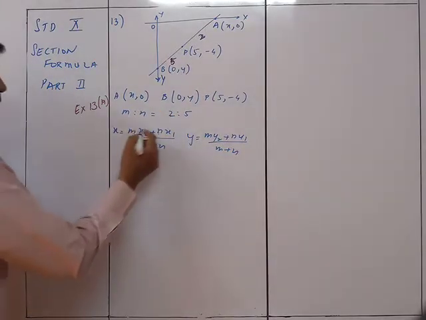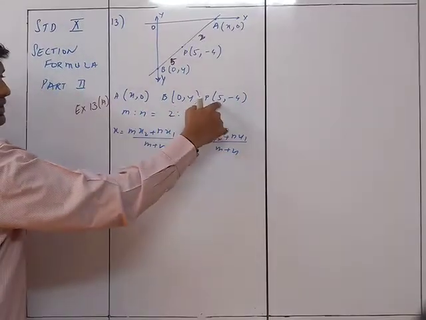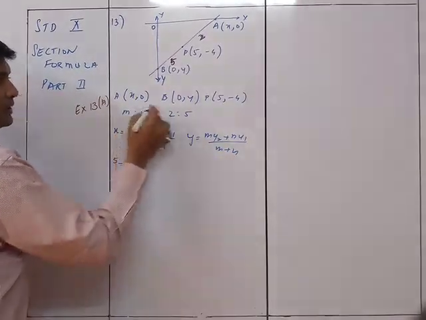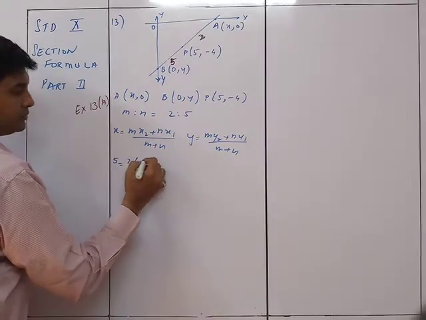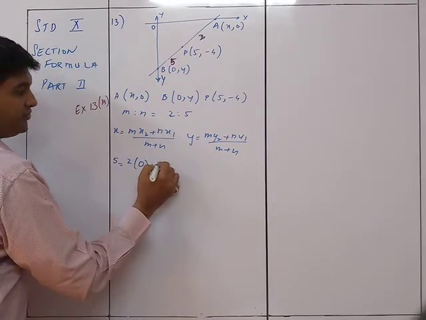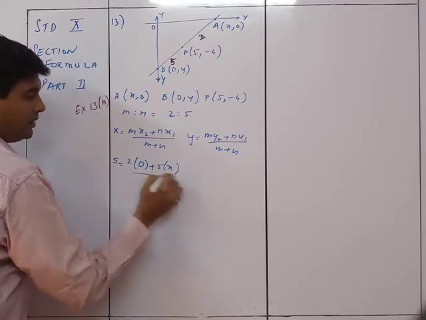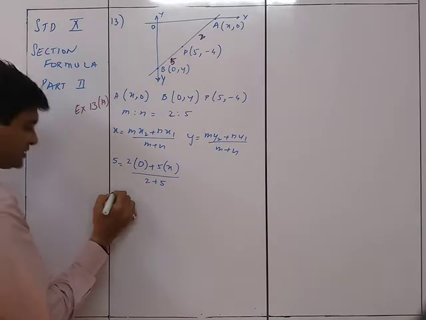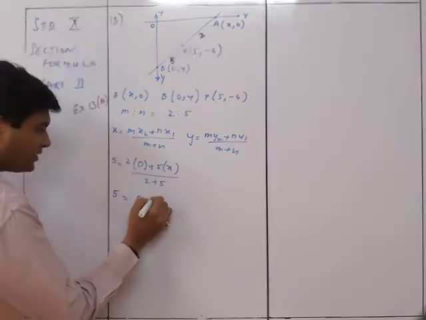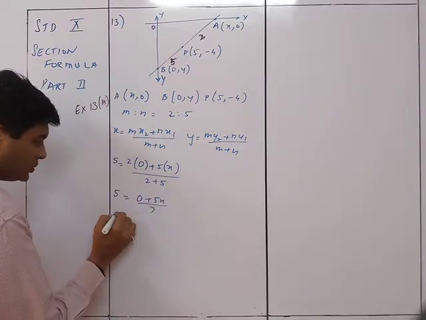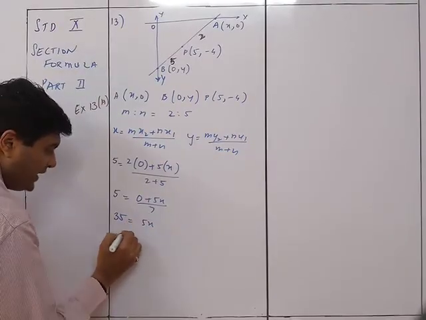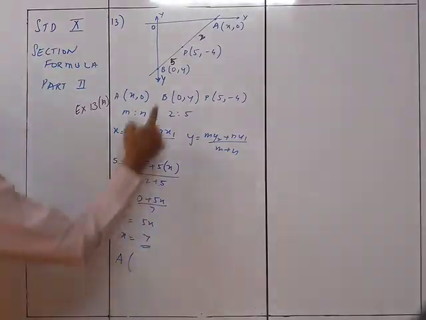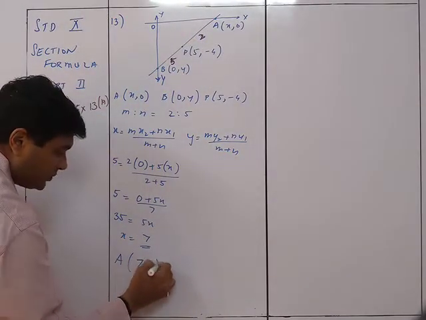So here we have x. Now what is the value of x over here? It's 5. m is 2, x2 is 0, plus 5x upon 2 plus 5. So 5 equals 0 plus 5x upon 7. So 35 equals 5x, x equals 7. Therefore A is nothing but (7, 0).